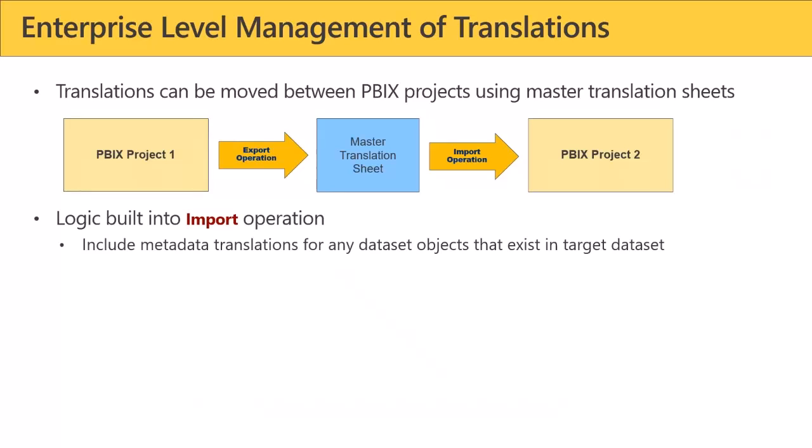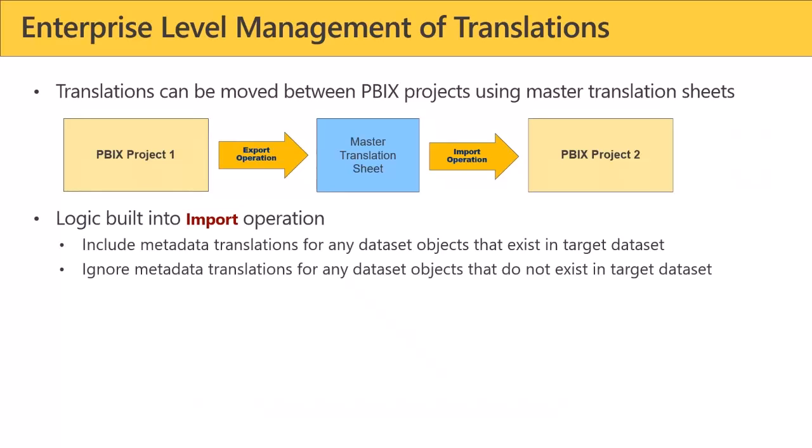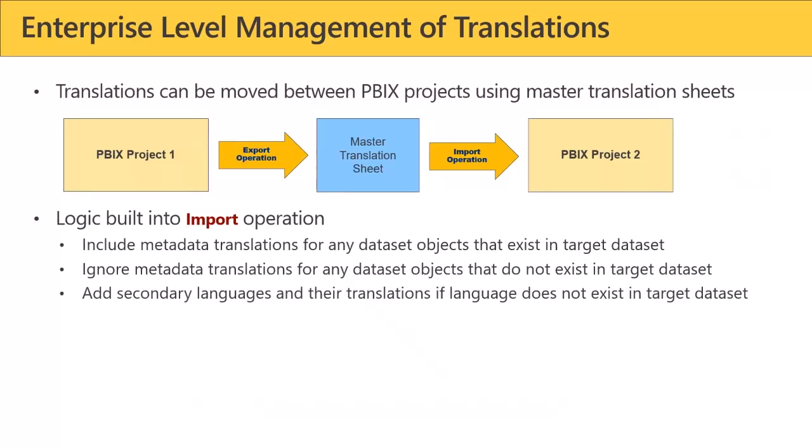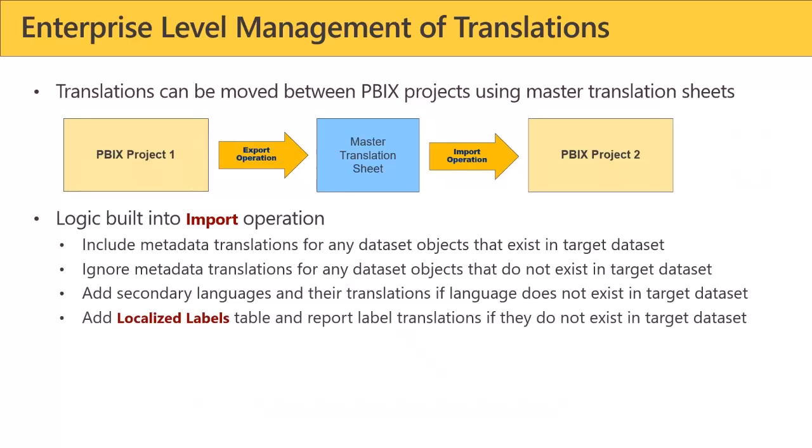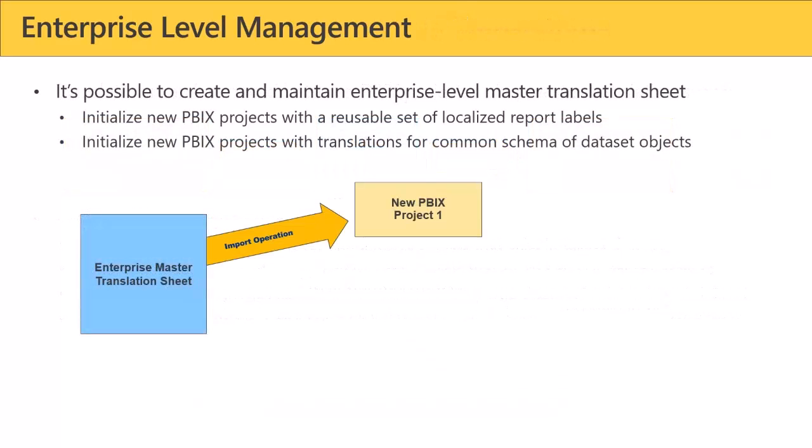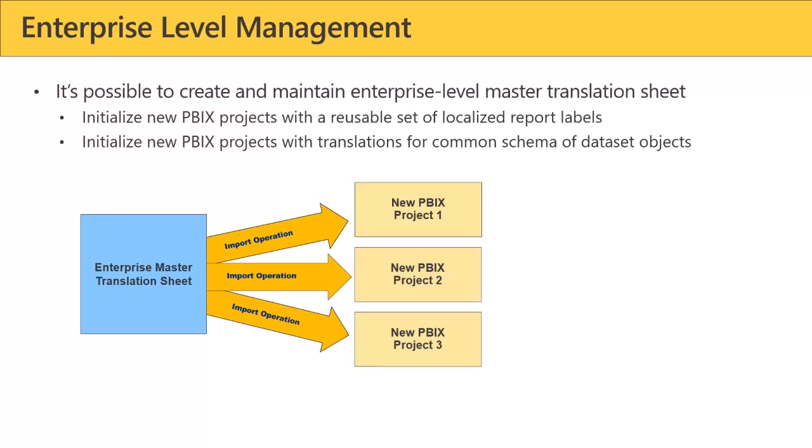So the logic that's built into import is: include metadata translations for any dataset object in the translation sheet that exists in the target dataset. Ignore metadata translations for any objects in the import sheet that aren't in the target dataset. Add secondary languages and their translations if the language does not exist in the target dataset. And then finally, add localized label table and report labels if they do not exist. So once again, the idea is that we were supposed to create some type of master translation sheet that has these localization resources that we just want to add into every new project.